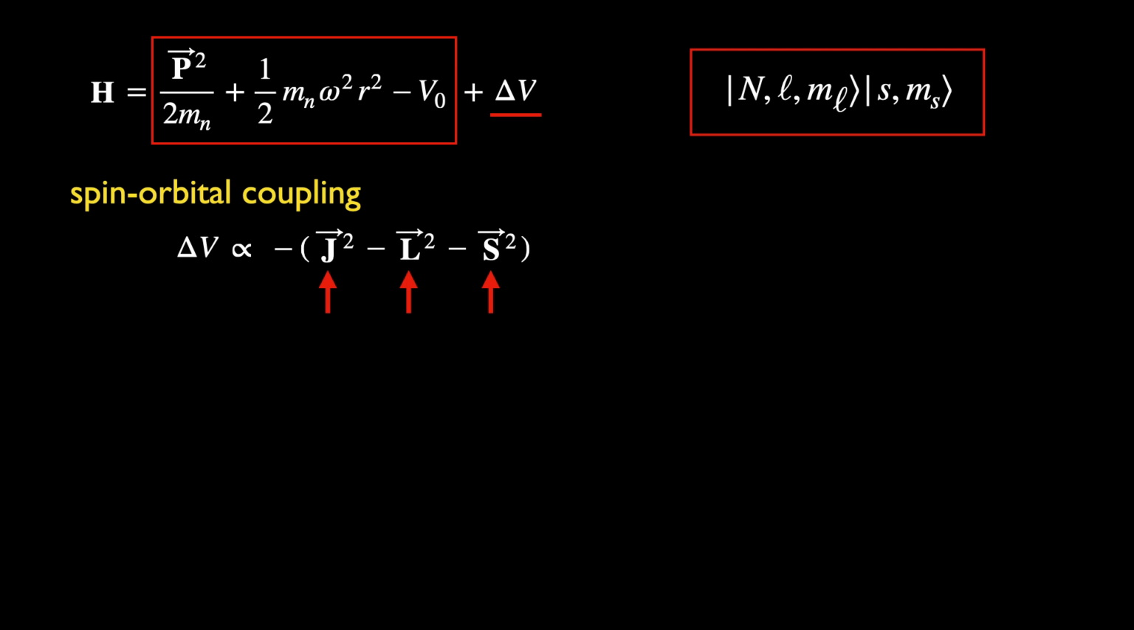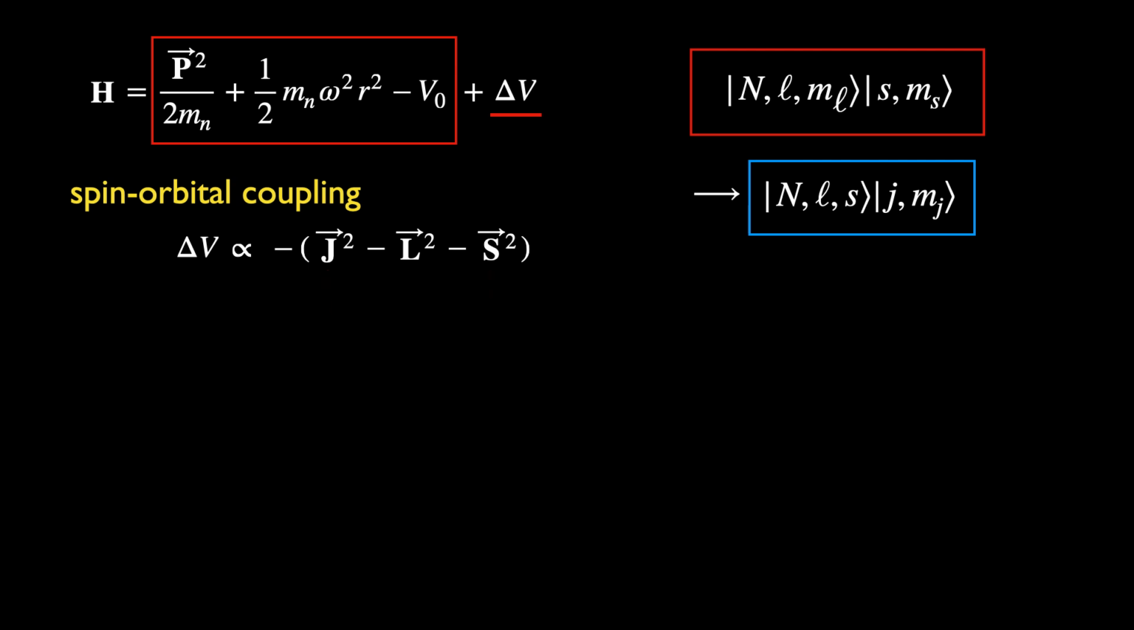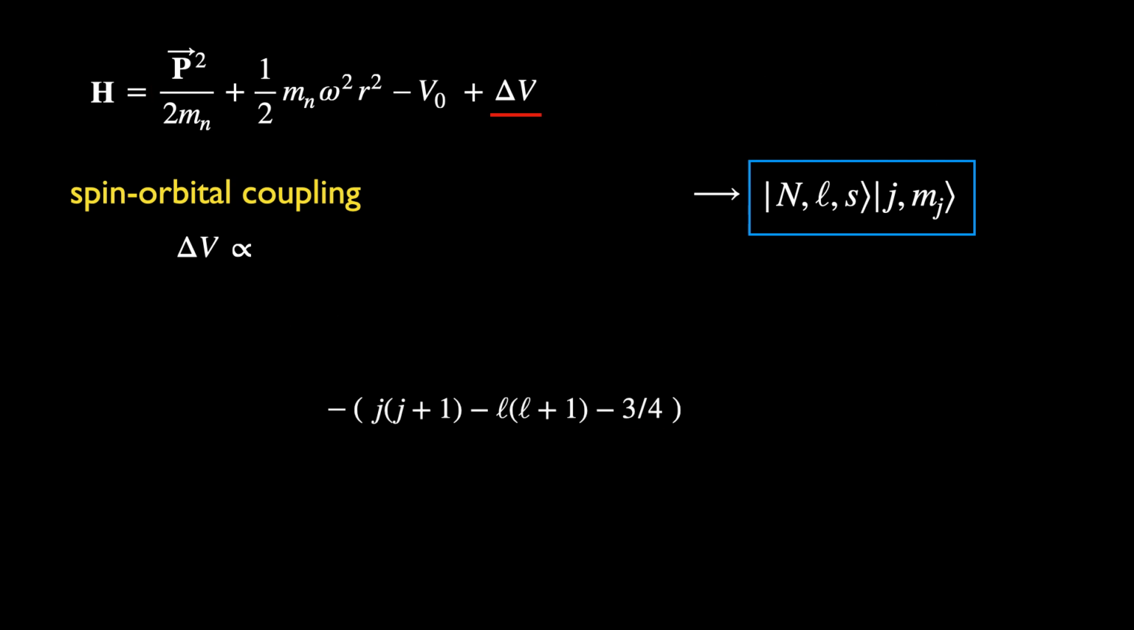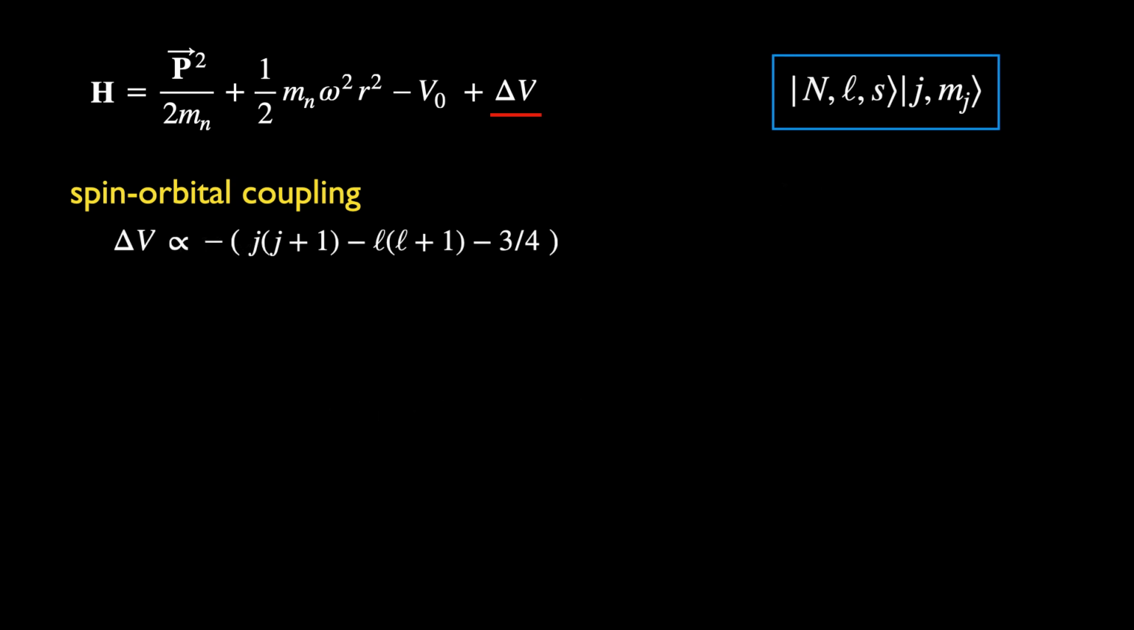Recall that J is the generator of total rotation, rotating both orbital and spin vectors. Thus what we need is this set of eigenstates. Delta V acting on these gives the following. Let's substitute S equals half. To evaluate this expression, we need the possible values of J for a given L and spin half. This is easily obtained from the rules of angular momenta addition from lecture 21.